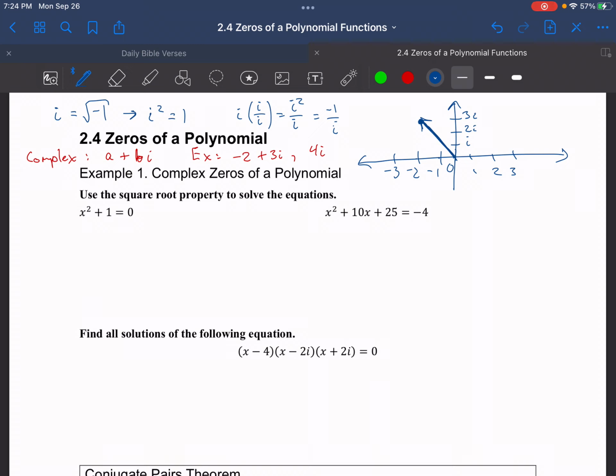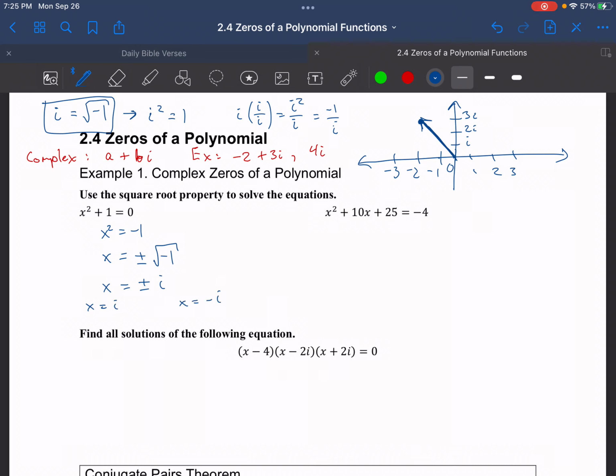All right, so let's go ahead and try this. If we look at this first example, we can just solve this by using the property of square roots. So x squared plus 1 equals 0. That means x squared equals -1, which means x equals plus or minus the square root of -1. But as we just set up here, the square root of -1 is just i. So x equals plus or minus i. All right? So we'd have x equals i and x equals -i.